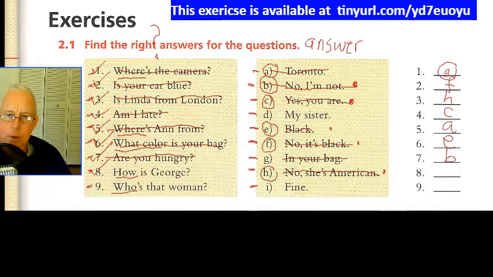Okay, number 8 is WH. How is George? How's George? Well, we're asking, is he okay, or what's his condition? So letter I. Fine. How is George? Fine. Or okay. And I guess that means the last one is D. So we have, who's that woman? That's a WH question. Who's that woman? Answer D, my sister. Or you could say, she's my sister. Who's that woman? My sister.